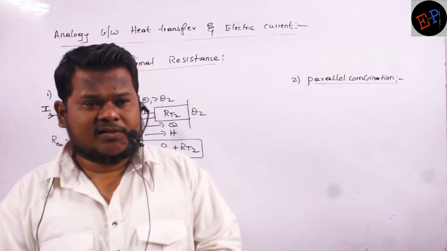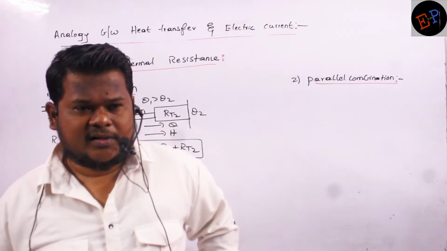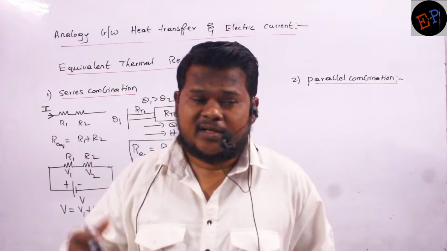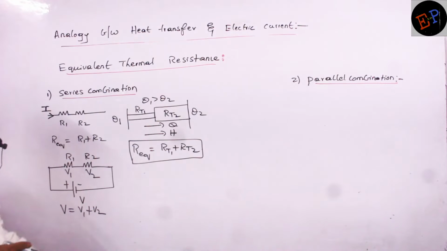What is law of conservation of energy? Energy can neither be created nor destroyed. You just have to convert energy from one form to another form. So the produced energy and consumed energy should be equal. So therefore, I can write V is equals to V1 plus V2. Understood? Now see.